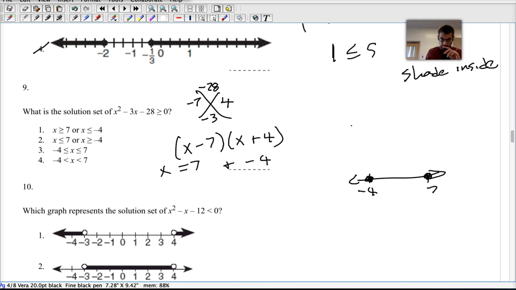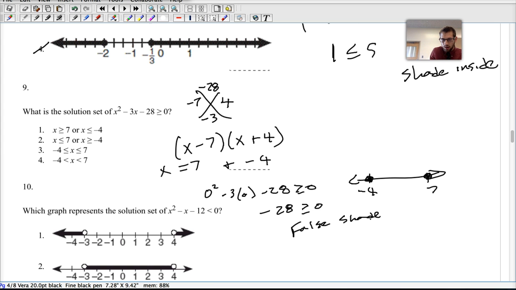And then again, I just need to know, am I shading inside or am I shading outside? So I'm going to test the point 0. So 0 squared minus 3 times 0 minus 28 is greater than or equal to 0. So this is easy. Negative 28, everything else just goes away, is greater than or equal to 0. This is false. Shade out. So I'm shading over here and over here, which means that my answer choice is, again, x has to be greater than 7 or x has to be less than negative 4. So again, I've got answer choice 1.